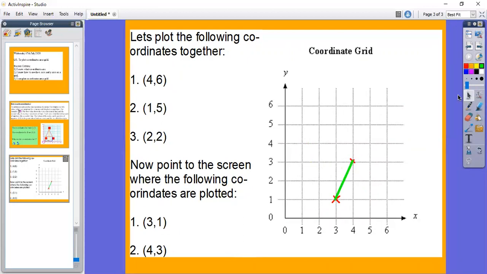Okay, so I hope this video has helped you learn how to plot coordinates on a grid. It's just a little practice for you so you can get ready for doing them when you come back in September. So I hope this video has helped you understand plotting coordinates. Bye bye.